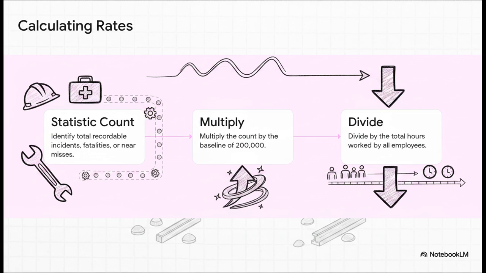First, you take your statistic count. Let's say the total number of recordable incidents you had in a given year. Step 2, you multiply that count by our baseline of 200,000. Finally, step 3, you divide that result by the total number of actual hours worked by all employees during that reported year. And here's the kicker. This exact same formula is applied to calculate your TRIR, your fatality rate, and your NMFR.